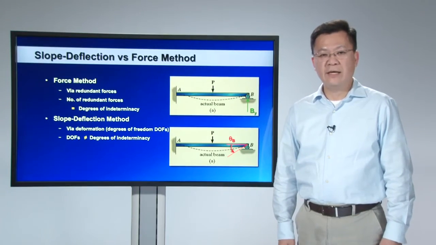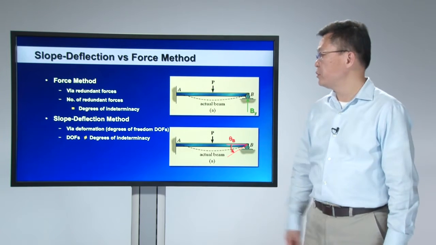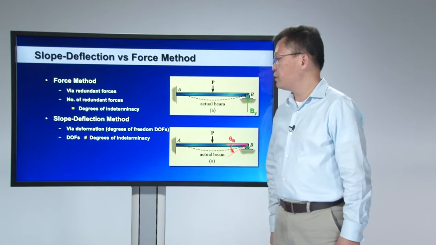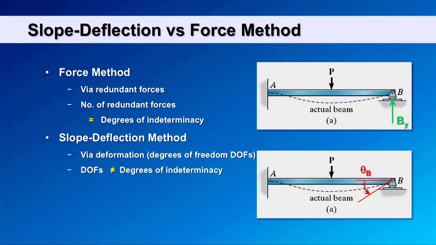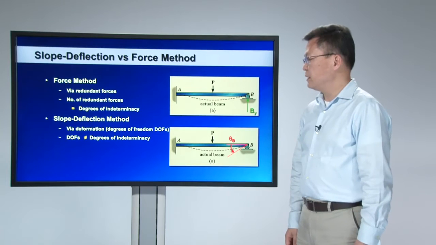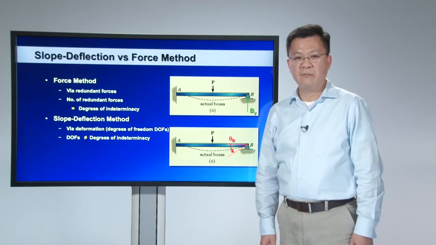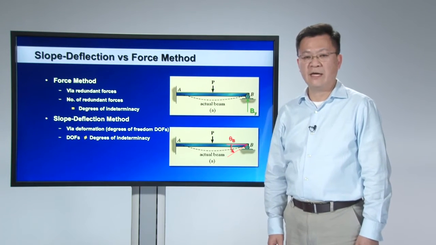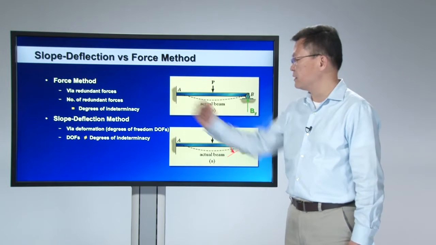To analyze an indeterminate structure, we can use force methods, which basically assume redundant forces. And the number of redundant forces has to be equal to the degrees of indeterminacy. As you know, for an actual structure, the degrees of indeterminacy can be really high. So that brings very complicated situations into your analysis.